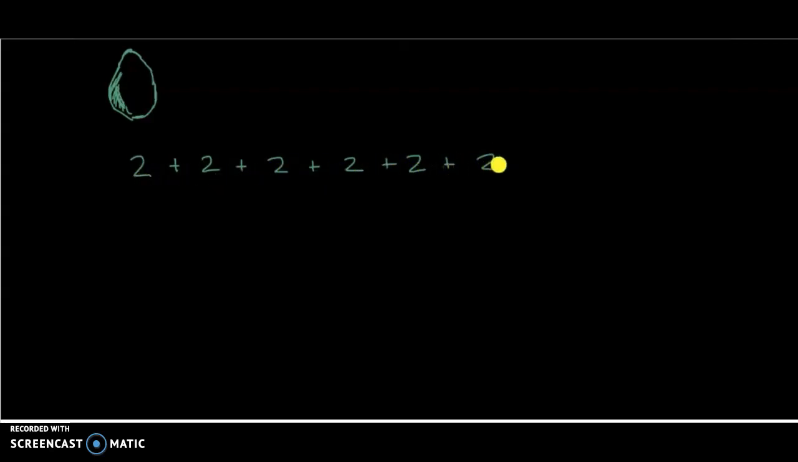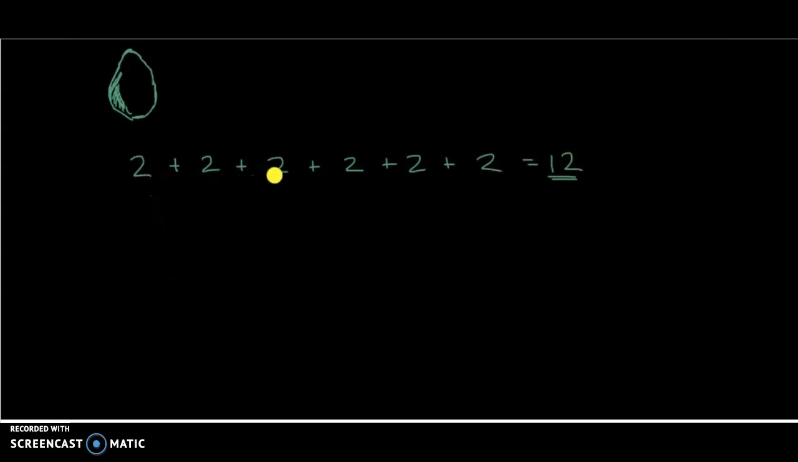I have 6 2s right over there, and then I can add them together. We could say 2 plus 2 is 4. You add another 2, you get to 6. You add another 2, you get to 8. You add another 2, you get to 10. Yet another 2, you get to 12. And that all is fine.